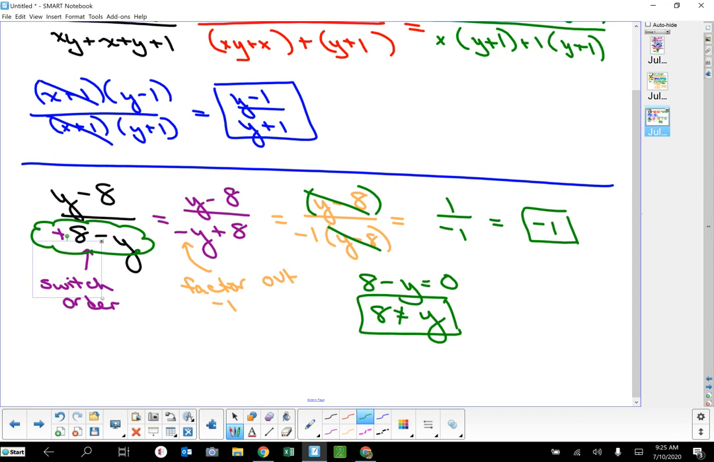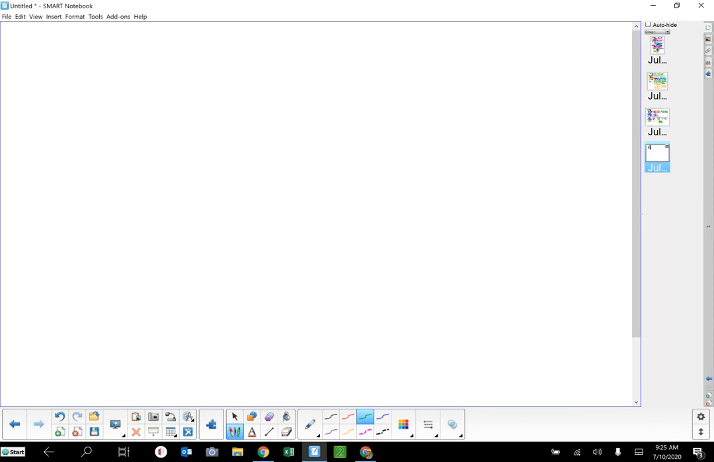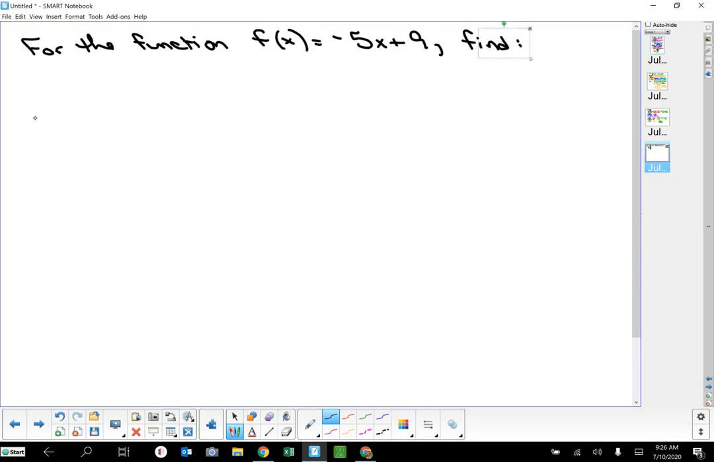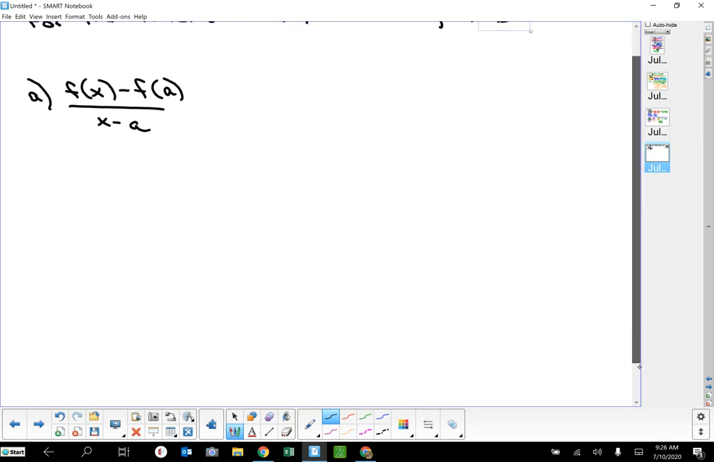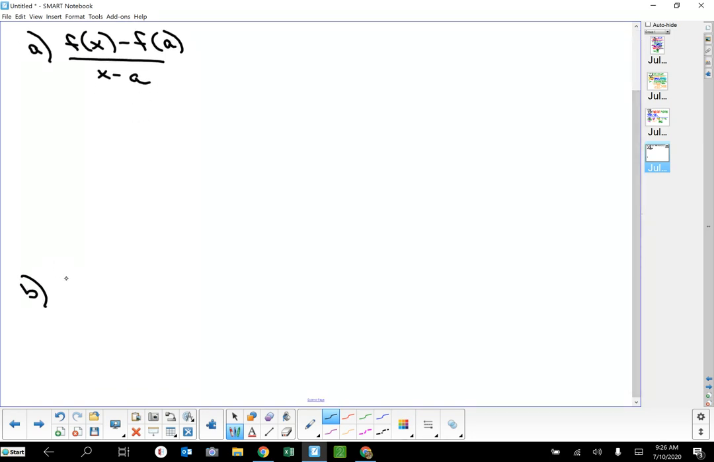All right, and then the last example that I want to take a look at is substitution, but then it also has to do kind of with what you're doing. So it says for the function f of x equals negative 5x plus 9, find, and there's an a and a b. A, f of x minus f of a all over x minus a. And then b, f of x plus h minus f of x all over h.